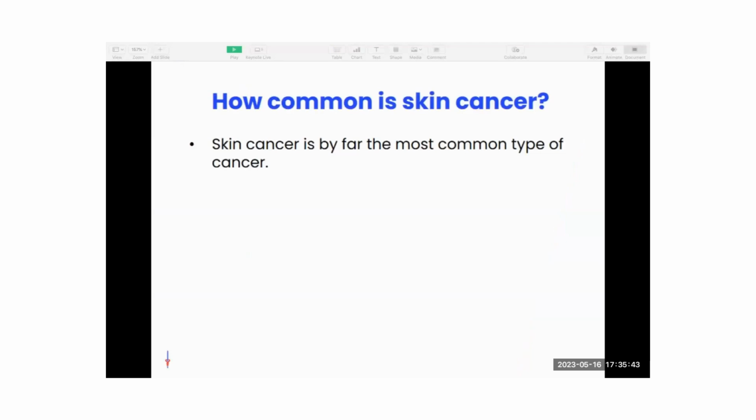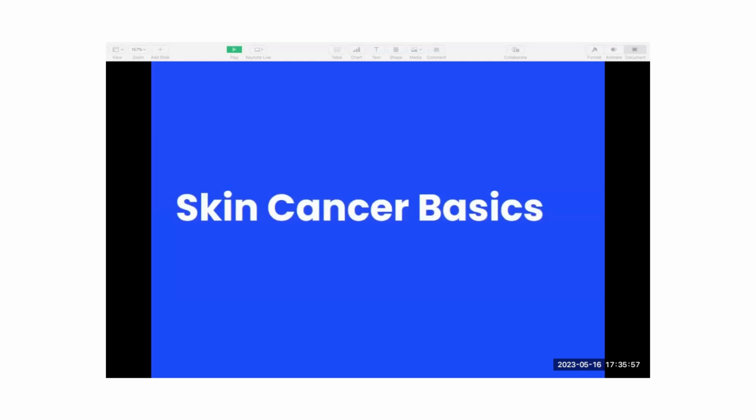There we go. So how common is skin cancer? I think everybody who lives in California knows someone or has had skin cancers. So it's by far the most common type of cancer, but there's basics to it.